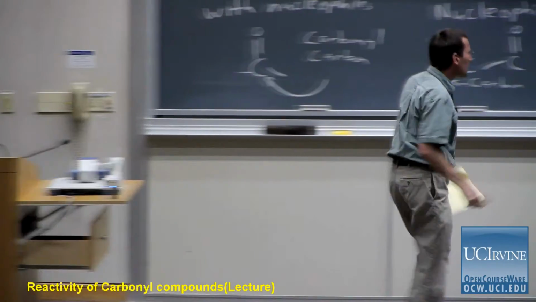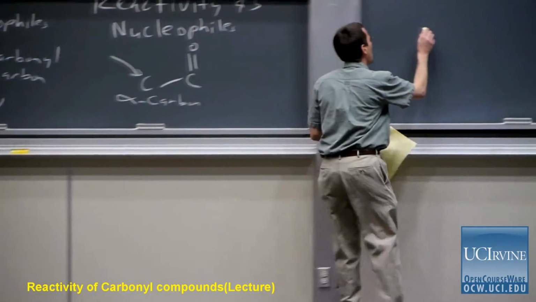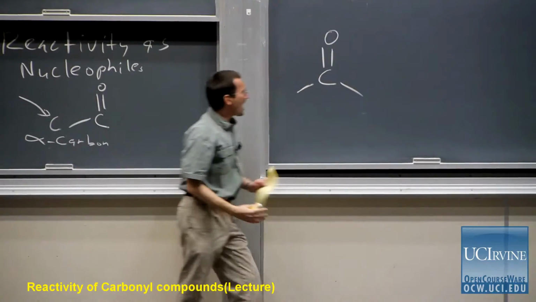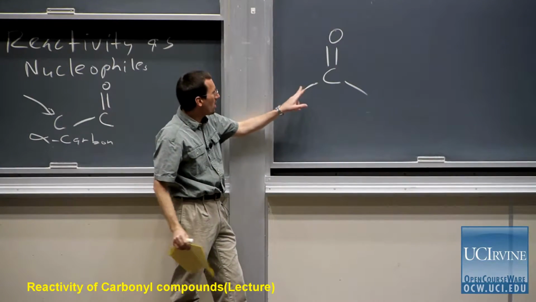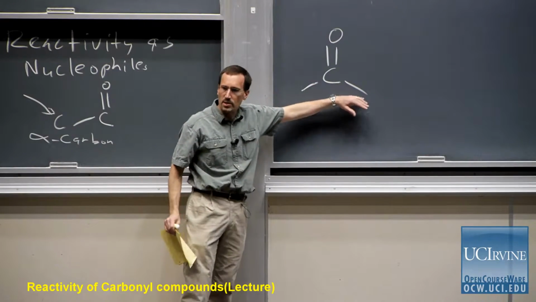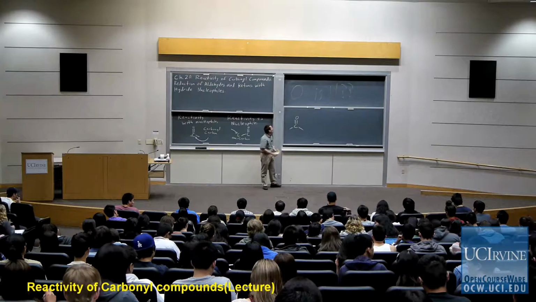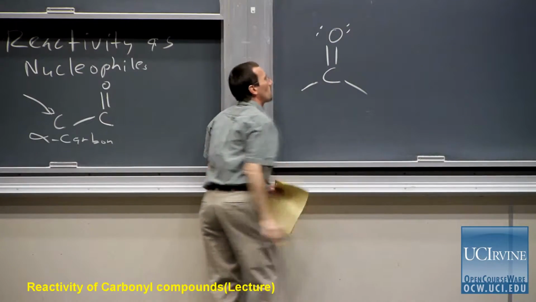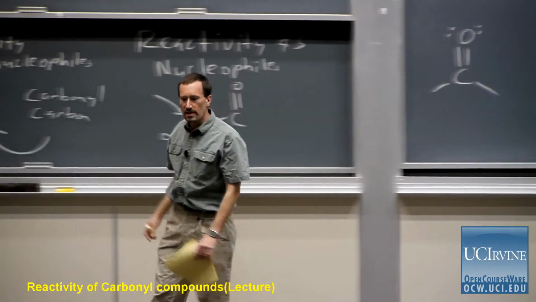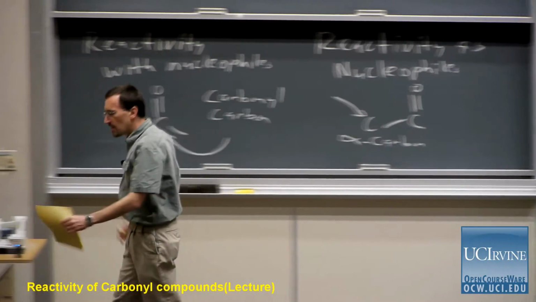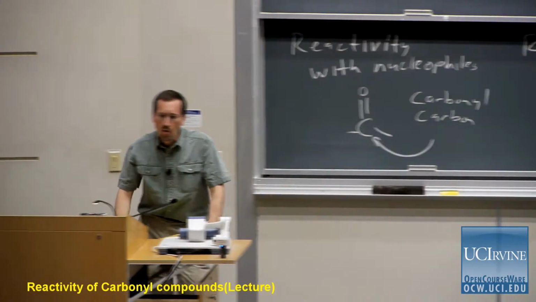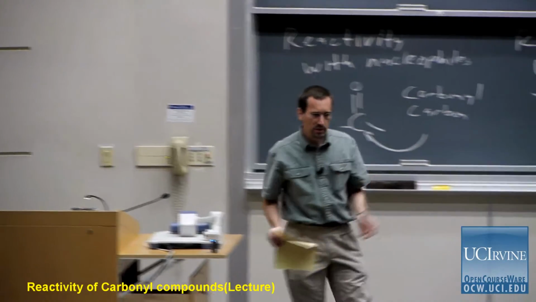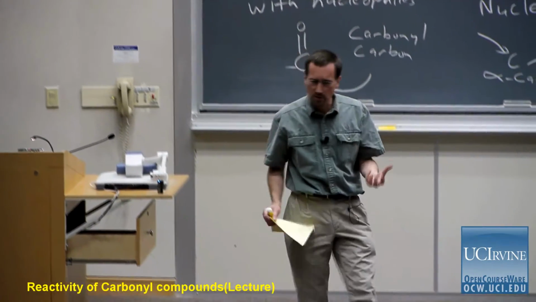And let's start with the carbonyl group. This isn't meant to be acetone or any particular carbonyl group. I'm just drawing this as a general carbonyl group. And we'll be good people. We'll write our lone pairs of electrons and focus on the carbonyl group. So oxygen is more electronegative than carbon. Oxygen has a greater nuclear charge. It pulls the electrons toward it.